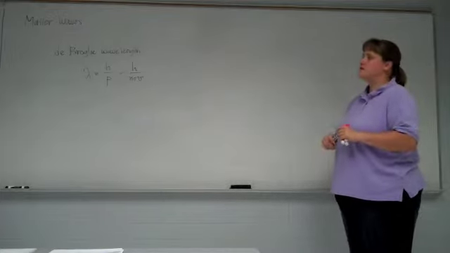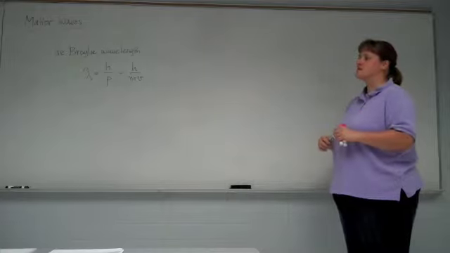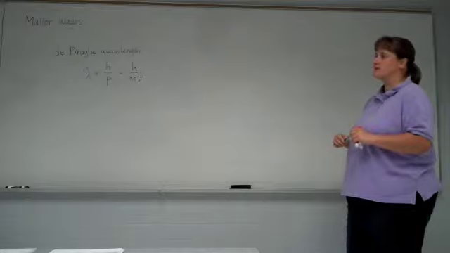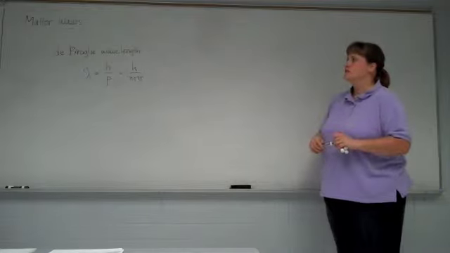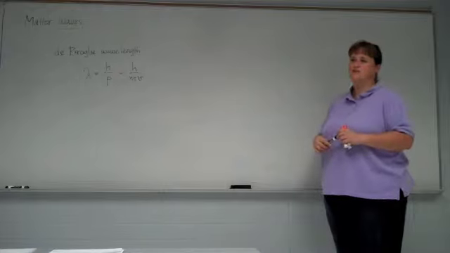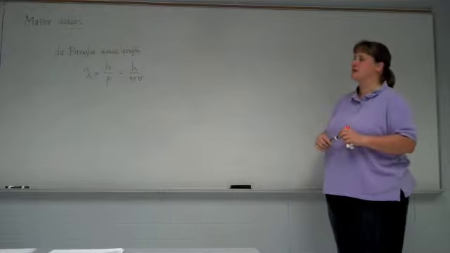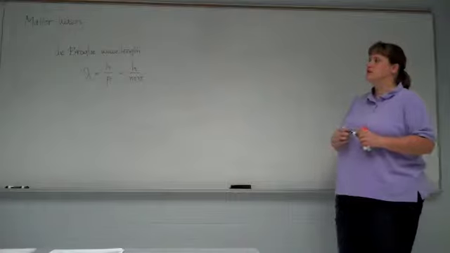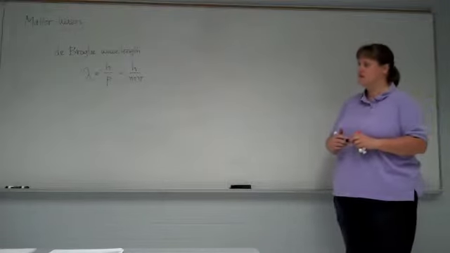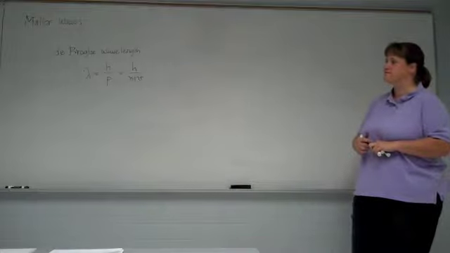So matter waves, protons, electrons, small atoms would all display a de Broglie wavelength that was noticeable. Whereas us, our mass is too large. The wavelength would be too incredibly tiny for any sort of wave nature to be noticeable. And h is just constant? H is a constant. It's Planck's constant.